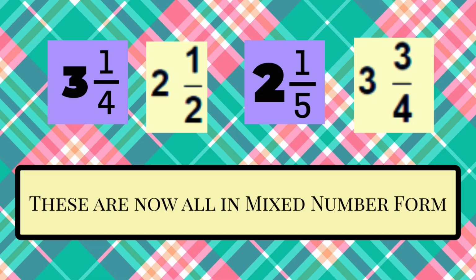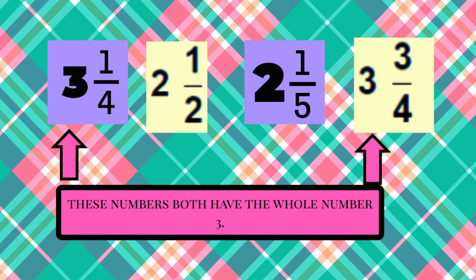When comparing mixed numbers, you always start by looking at the whole numbers first. You can see that 2 of the numbers have 3 as the whole number, and 2 have 2 as the whole number. Let's compare the 2 numbers with 3 as the whole number first.